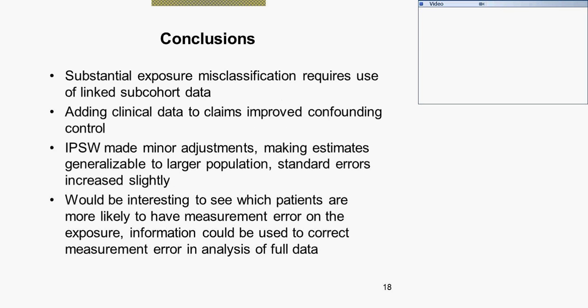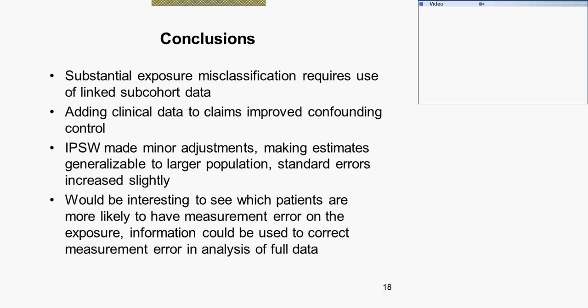So in this particular setting, we saw substantial misclassification of exposure. I think that was one of the main things that we found. So we needed to use the clinical data to get a good measure of exposure. We also found the clinical data provided better confounding control. So I think many of the labs that were available in the clinical data were important. And there was very little selection.